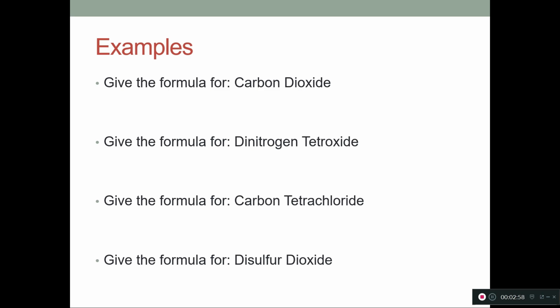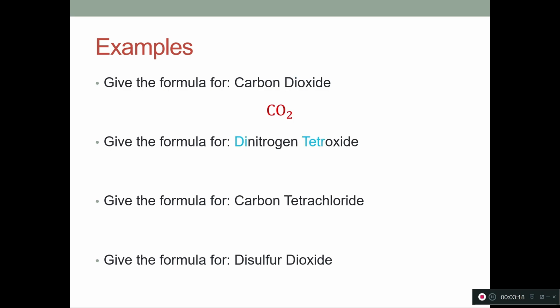So we have carbon dioxide. So we see we have that di prefix there. We do not have a prefix in front of the carbon. So that means we only have one carbon. The di tells us that we have two oxygens. So that would be CO2, where the 2 comes from the di prefix.